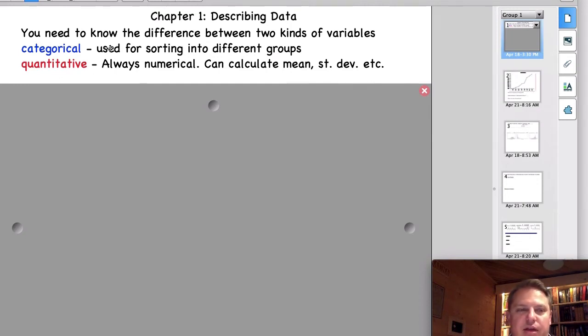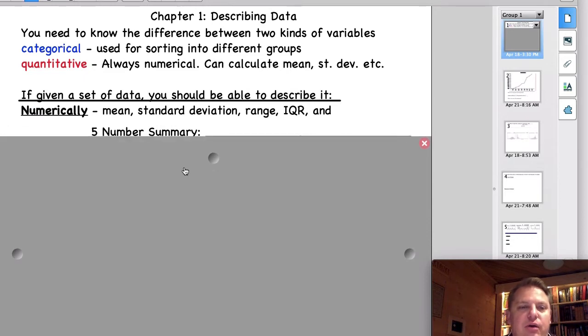Just remember that it's really about what you're using it for. You can have categorical variables that are numbers. There are times where age is being used as a categorical variable, depending on what you're working with. So it's really about how is the data being used in whatever situation.